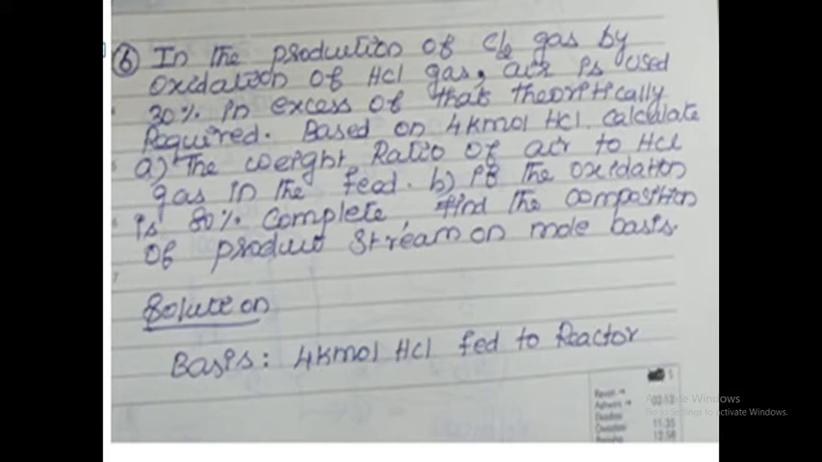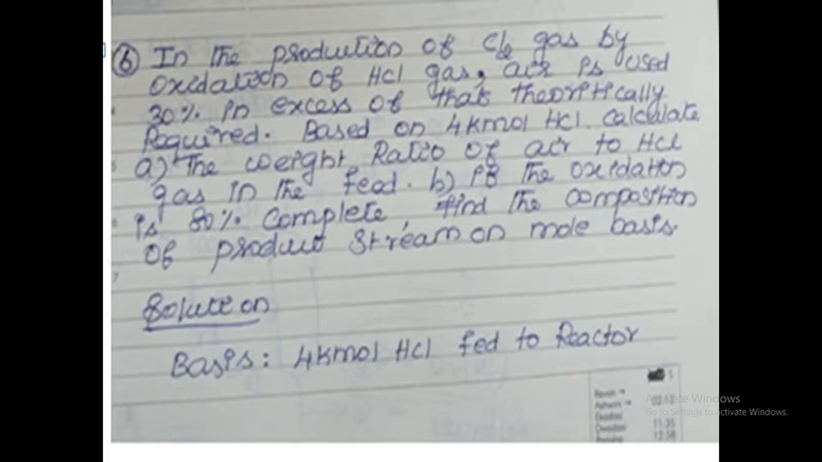As per the problem, produce chlorine from hydrochloric acid oxidation. So the meaning of this is, hydrochloric acid reacts with oxygen to produce chlorine. Are you clear? Okay. So the first question, weight ratio of air to HCl. Second question, percentage conversion is equal to 80. Find the composition of product stream on mole basis.